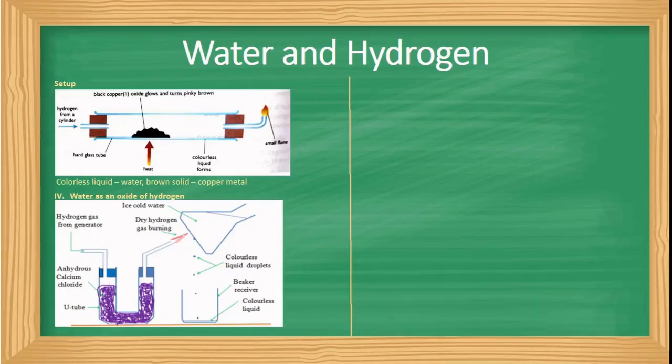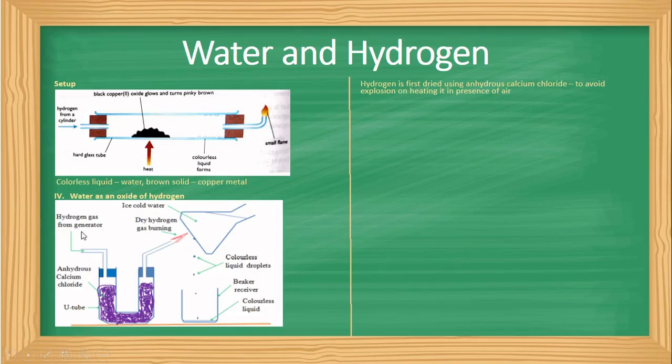That confirms that the hydrogen that we are drying and bringing here reacts with oxygen to form water, meaning that water is an oxide of hydrogen. So water is formed when hydrogen is oxidized, or it is combined with oxygen. So hydrogen is first dried using anhydrous calcium chloride, to avoid an explosion on heating in the presence of air. You want to make sure that there is no air combined with hydrogen, and that's why you dry it using the anhydrous calcium chloride.